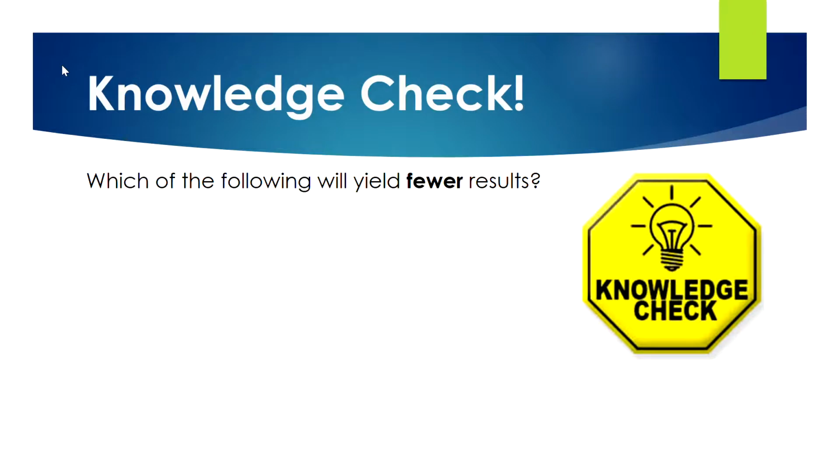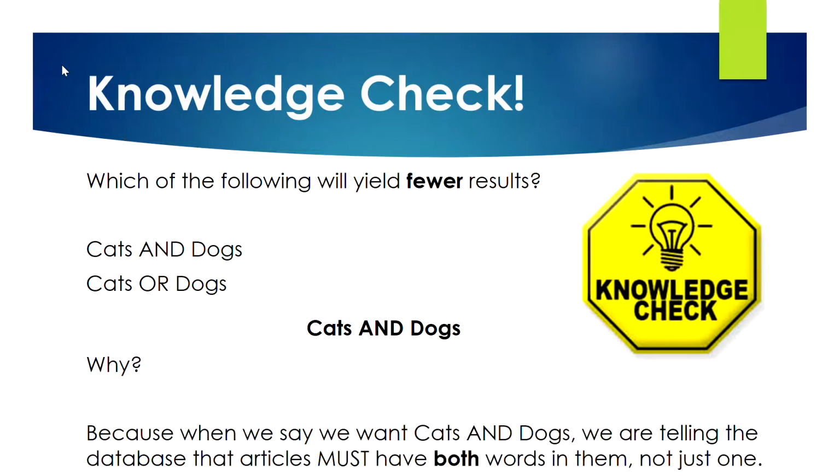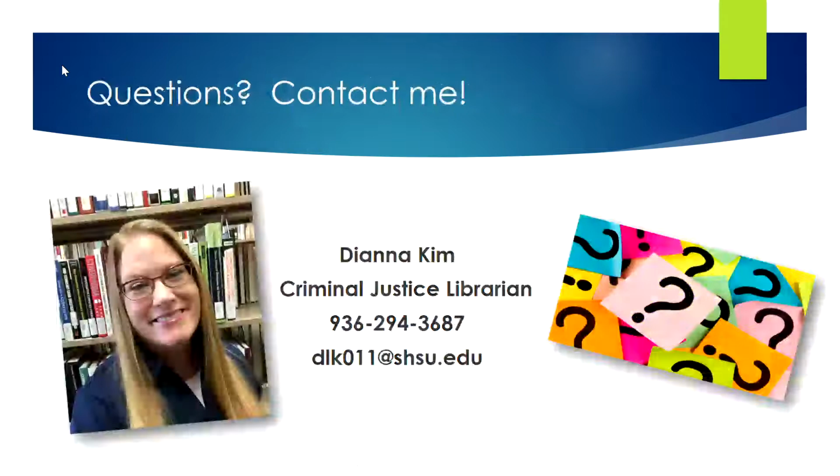And one final one: which of the following will yield fewer results? Cats and dogs, or cats or dogs? It's cats and dogs, because in this particular search, both the word cats and the word dogs must appear before an article will be retrieved.